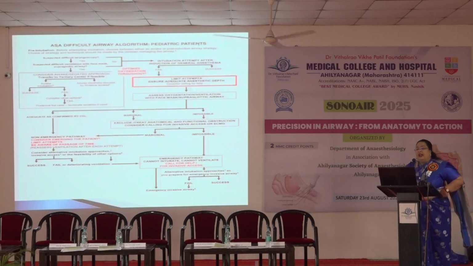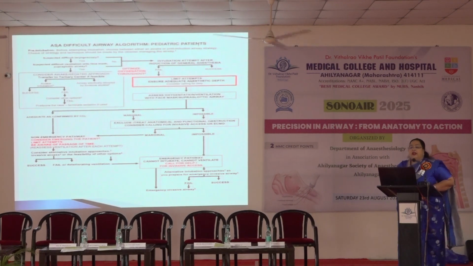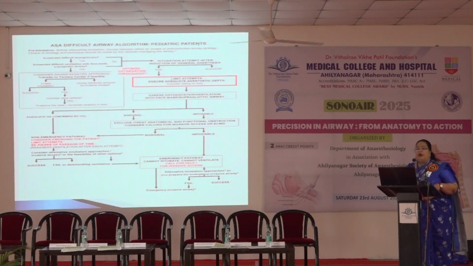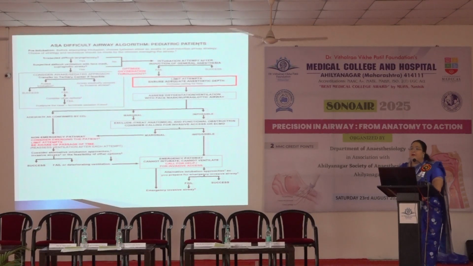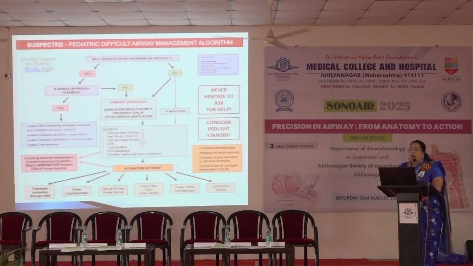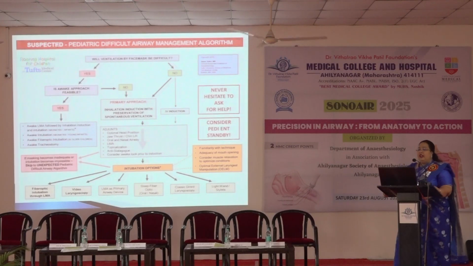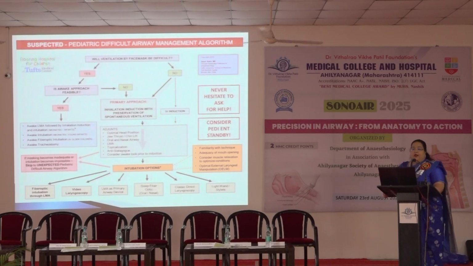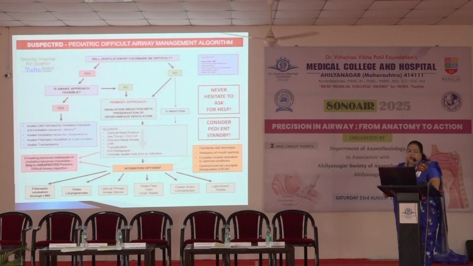Similar is the ASA difficult airway algorithm for pediatric patients. Pediatric patients are difficult as such also, and we cannot assess them very easily because the kids are not cooperative. So similarly, you will have to be always alert for pediatric patients. In the pediatric difficult airway management algorithm, see whether ventilation by face mask will be difficult or not. If yes, it is better to do an awake approach if it is feasible. If it is feasible, awake LMA followed by inhalation induction and intubation can be done. Awake intubation can be done. Awake fiberoptic intubation can be done, or you will have to go for awake tracheostomy.